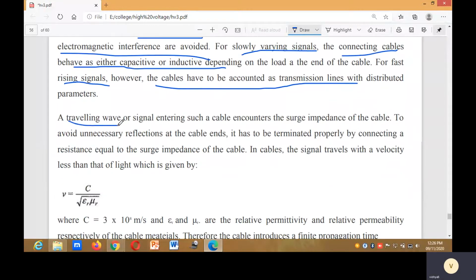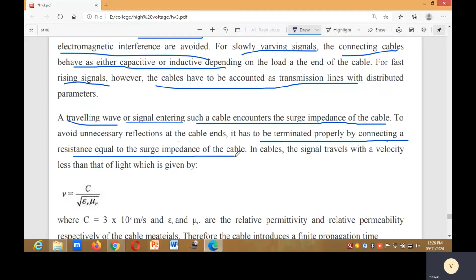A traveling wave or signal entering such a cable encounters the surge impedance of the cable. To avoid unnecessary reflections at the cable end, it has to be terminated properly by connecting a resistance equal to the surge impedance of the cable. This problem is solved by properly connecting a resistance equal to the surge impedance of the cable.